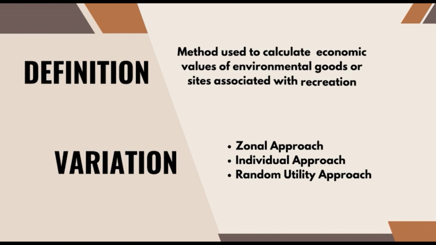Now, I will talk about the definition of travel cost method. Travel cost method is a method used to calculate economic values of environmental goods or sites associated with recreation. There are several variations of travel cost method. The first one is zonal approach, the second one is individual approach, and the last one is random utility approach.